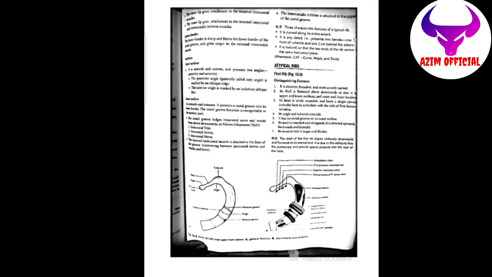That is the upper surface, and the lower surface has no groove. Am I clear? Yes, sir. Okay. So the concave border is directed inwards, and the convex border is directed outwards. It is the easiest way to determine the side.